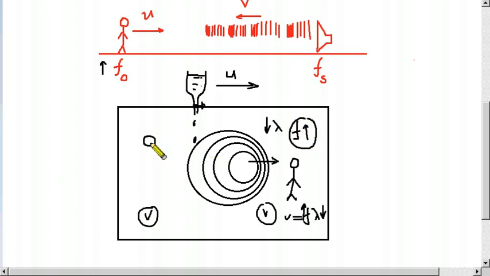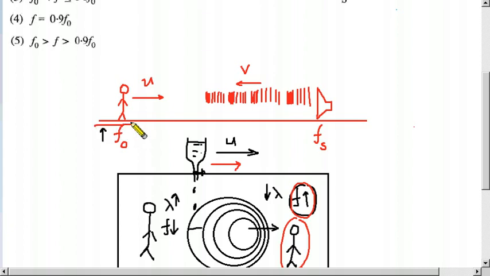If there is an observer here, he feels lambda increased and therefore f decreased. So keep in your mind that if the source moves towards the observer, the frequency increases. The source moves towards the observer, the frequency must increase. Therefore you should keep in your mind that the frequency must increase in this case because the observer is moving towards the source.